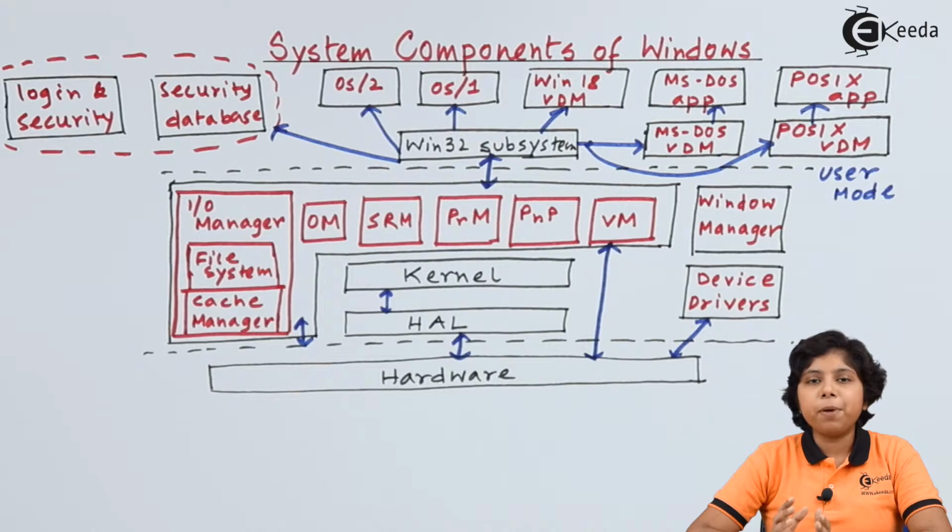Now the scheduling priority works like this: when a high priority thread arrives and a low priority thread is running, the low priority thread will be preempted by the high priority thread, and the high priority thread will run on the CPU in place of the low priority thread.